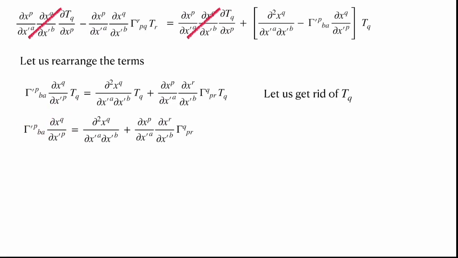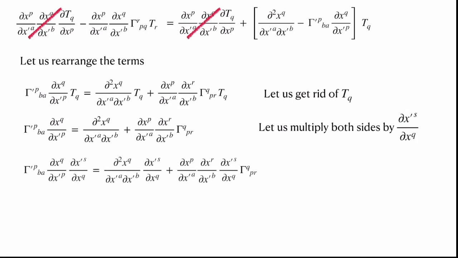But we know very easily how to get rid of it. That is by multiplying by the term dx prime s by dx q. So once we multiply both sides with this term, something interesting happens. Here it is a contraction between the q and q. That is how we have arranged. That means this is basically a chain rule, and the same thing would happen.